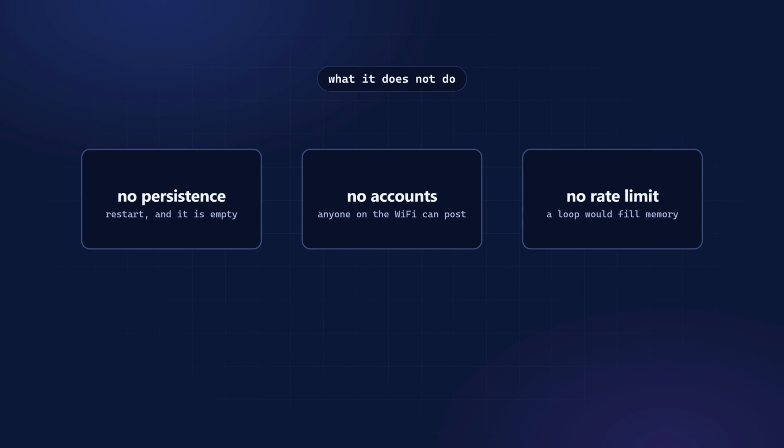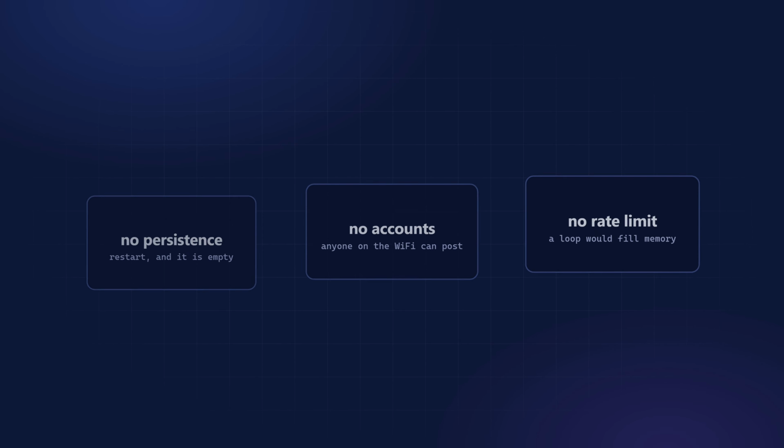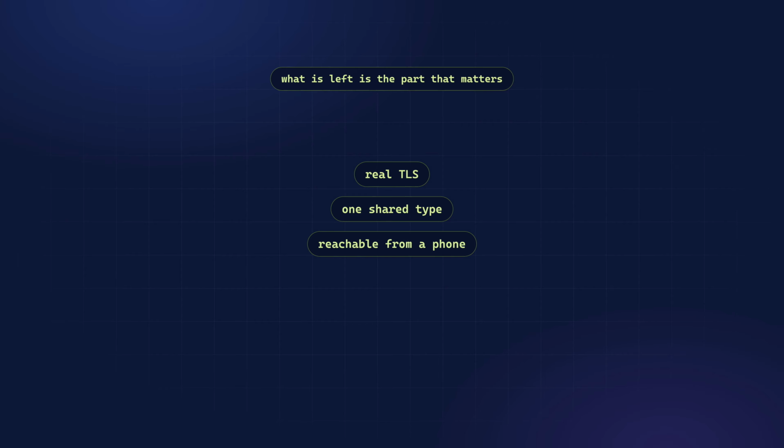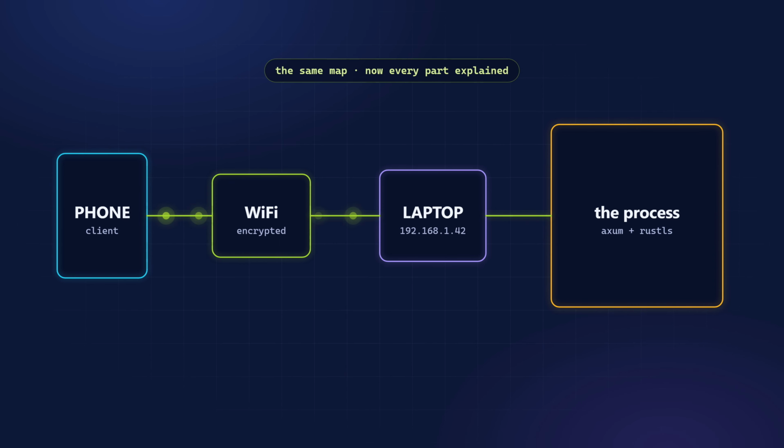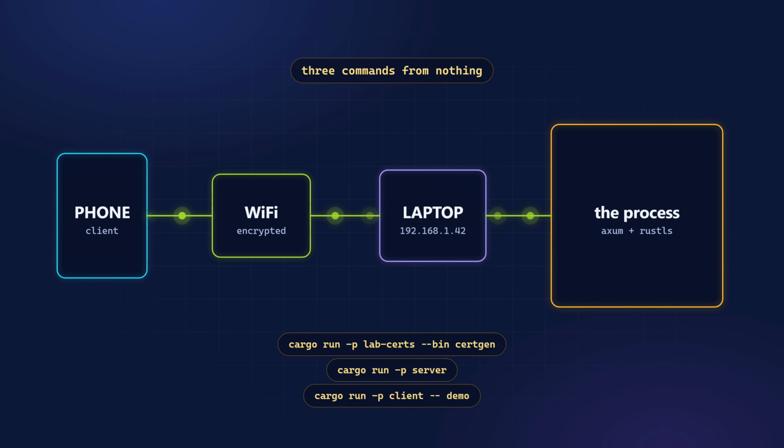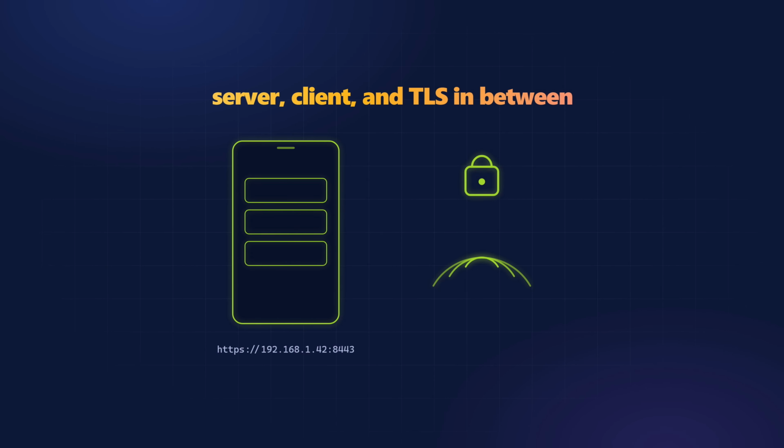3 specific things this server strictly avoids because I am completely upfront. No database persistence, no user accounts, no rate limits, all are intentionally skipped. What you have left is real TLS, shared types and fast backends. That is the complete network architecture path, entirely mapped out and built. Exactly 3 simple terminal commands get you a fully running secure system. A client, a server and raw pure Rust running securely right in between.